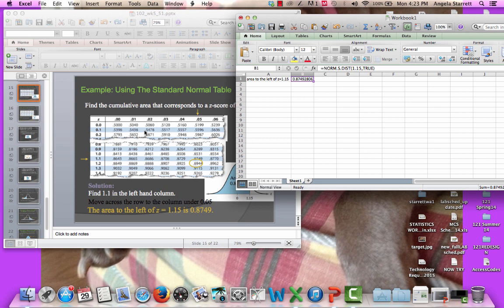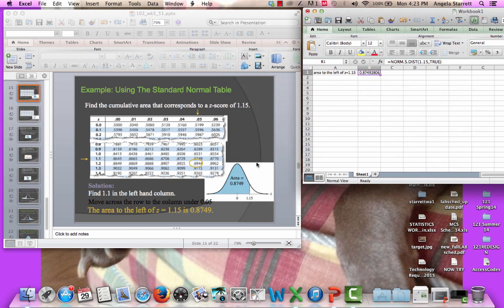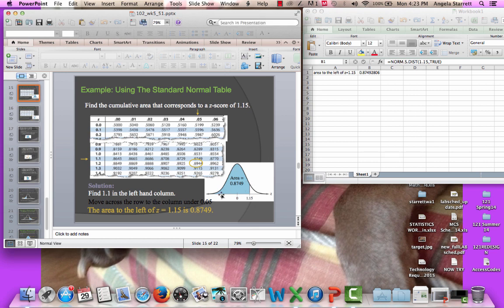Now how do I know it's the area to the left and not to the right? Anytime you use this function, you're always going to get the area to the left. Just like our picture shows, this light blue area is all the area to the left of 1.15, which is what we get from using this function.